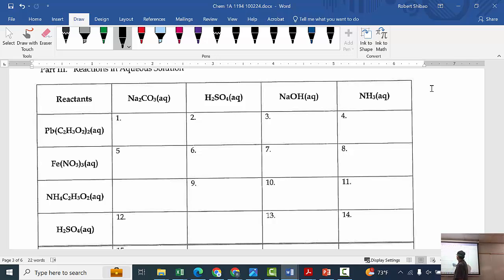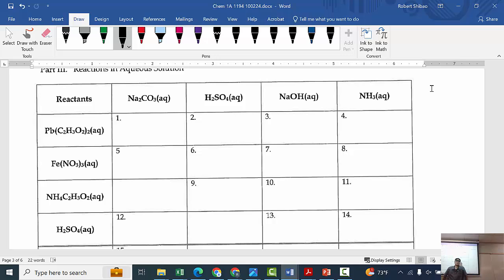Okay, that was 10, so we're going to go to 11. Ammonium acetate and ammonia, what do you expect to form? We're going to treat ammonia as if it were ammonium hydroxide, right? So ammonium acetate plus ammonium hydroxide yields what? Well, it yields ammonium hydroxide and ammonium acetate.